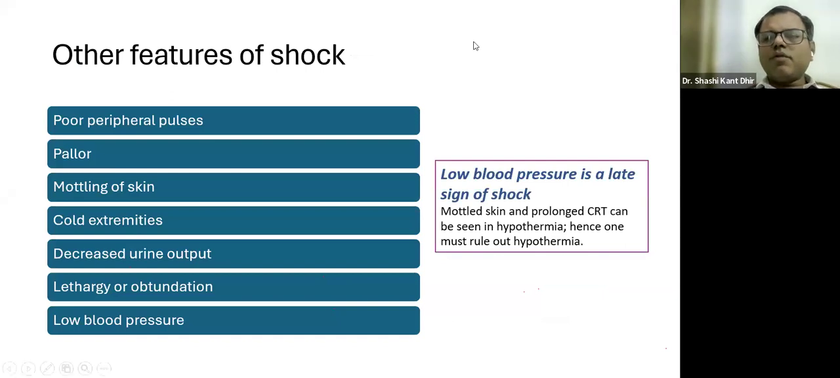Okay. Other features of shock: once again, I'm telling you that BP falls in the end. If there are poor pulses in neonates, we see the brachial pulse, not the radial pulse, right?